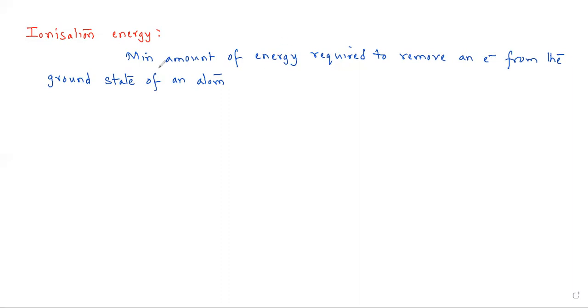Now, it is the minimum amount of energy to completely remove an electron, means to take the electron to infinite state from the ground state. Okay. Now let me just write, ground state is first energy level, right? Now from ground state, you have to take that to the infinite level. That means you have to completely remove the electron from the atom.